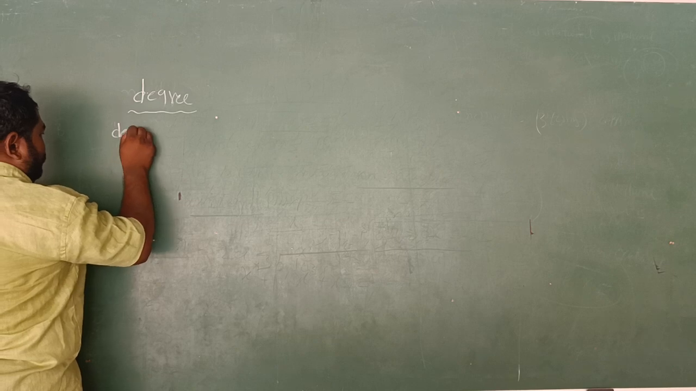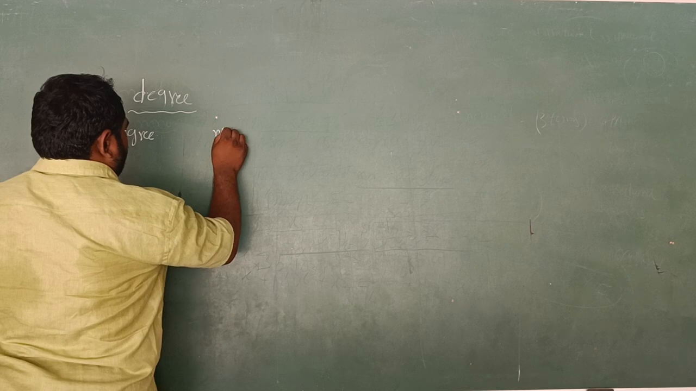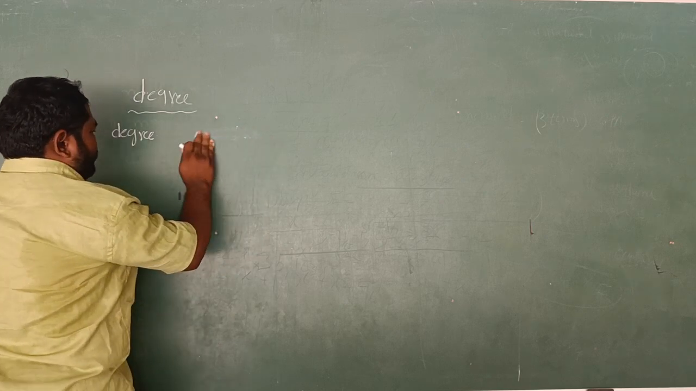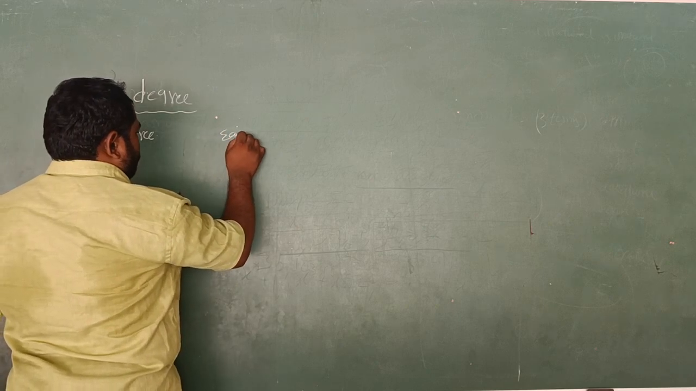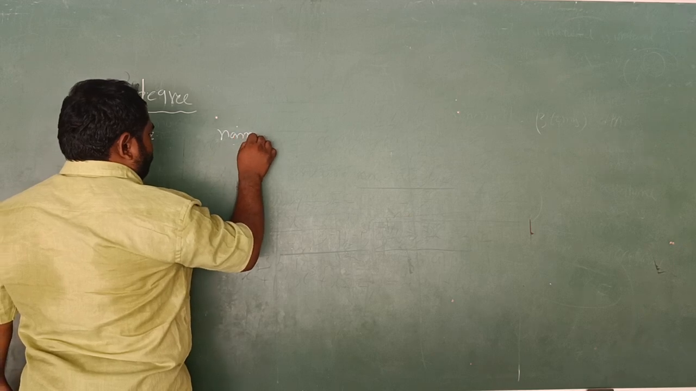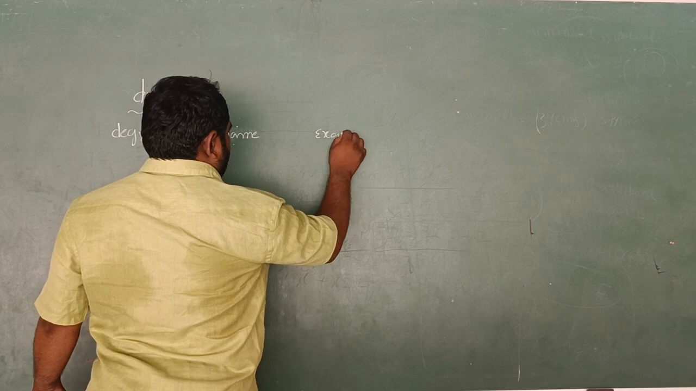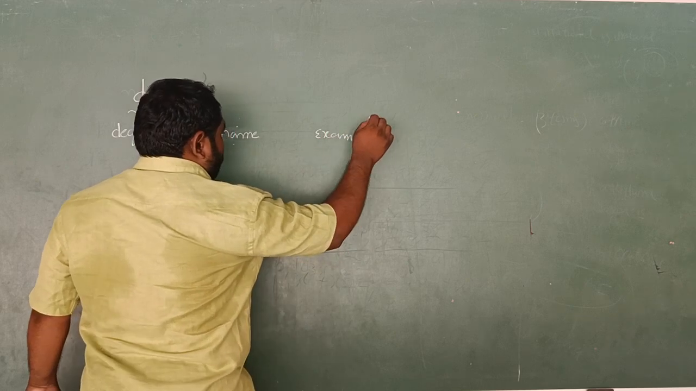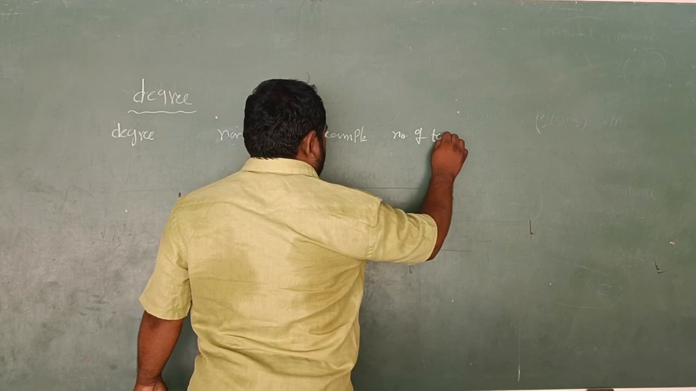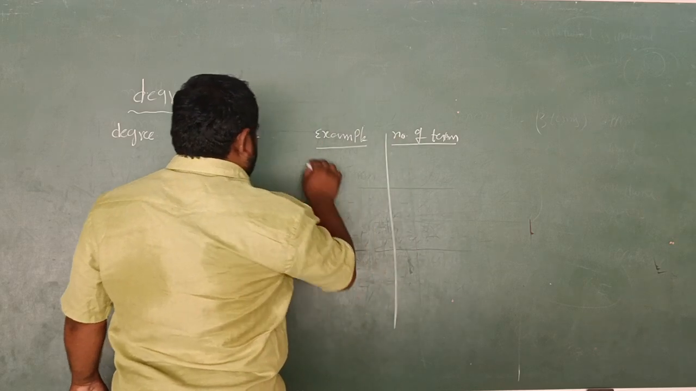Here, the table has columns: degree of a polynomial, name of the polynomial, example, and the number of terms. This is very, very important for your upcoming exams.